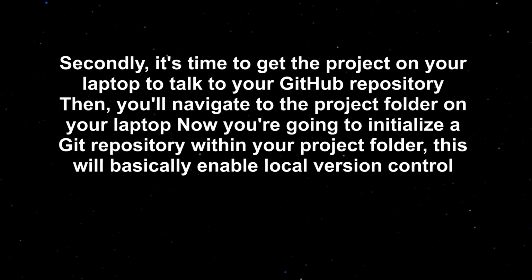Secondly, it's time to get the project on your laptop to talk to your GitHub repository. Then you'll navigate to the project folder on your laptop. Now you're going to initialize a Git repository within your project folder. This will basically enable local version control.